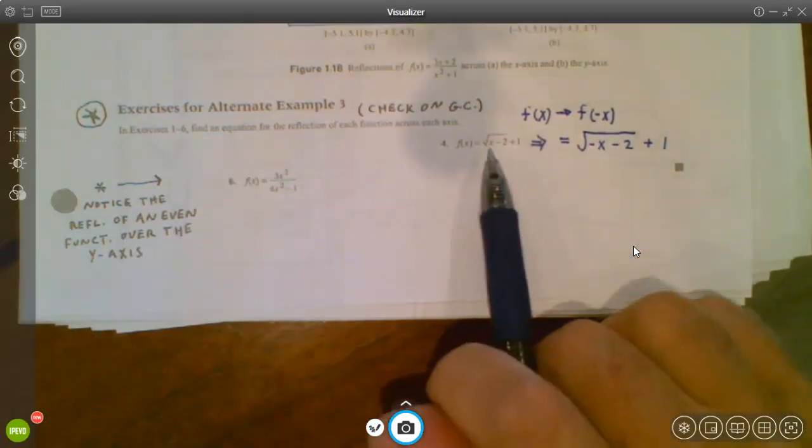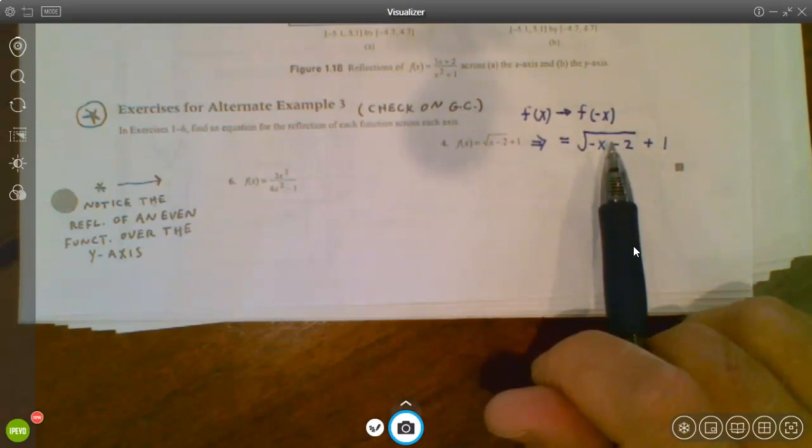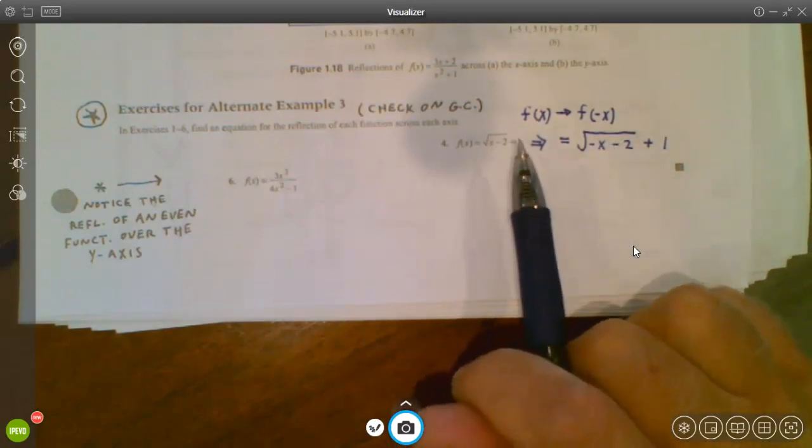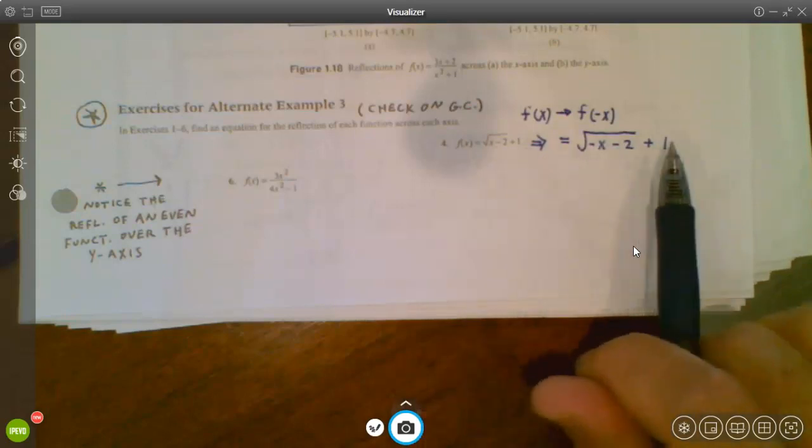So if you graph this in your graphing calculator and graph this one in your graphing calculator, you should see a reflection of this across the y-axis when you graph this.